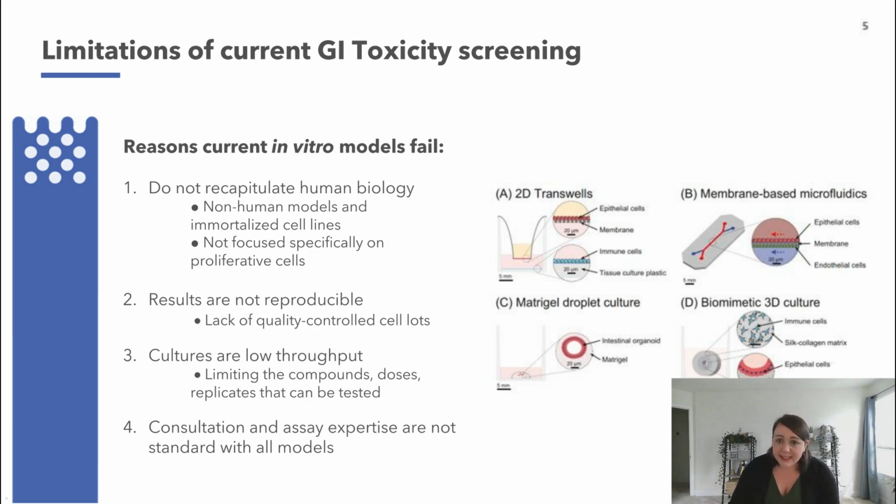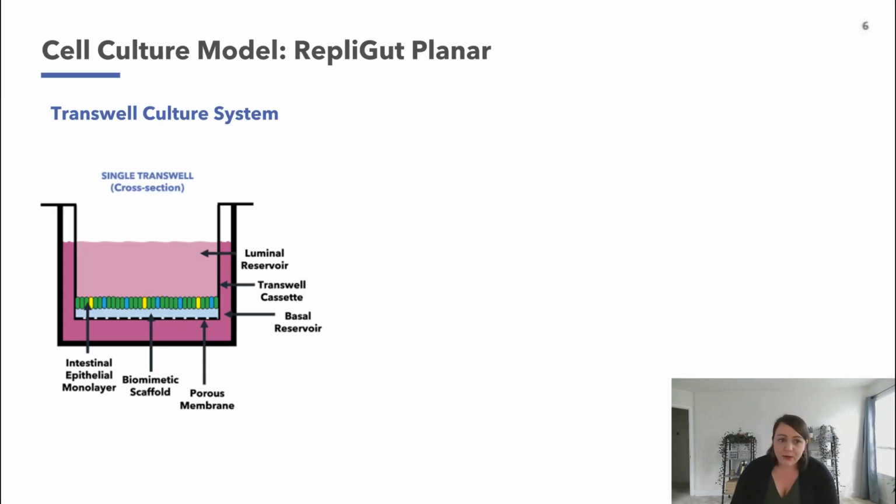So what we did here at Altis is we developed a 2D transwell system, and that's what we're going to be talking about today. Our current culture model is called RepliGut Planar. What we have here on the left is a cross section of one of those transwells. We utilize just the upper compartment to put the cells in, and you see them there in green and yellow. We have a nice differentiated monolayer. And we really like this transwell because in the light pink, we have our luminal reservoir, and in the dark pink, we have a basal reservoir. So this gives us really nice access to both the top and the bottom of the cells.